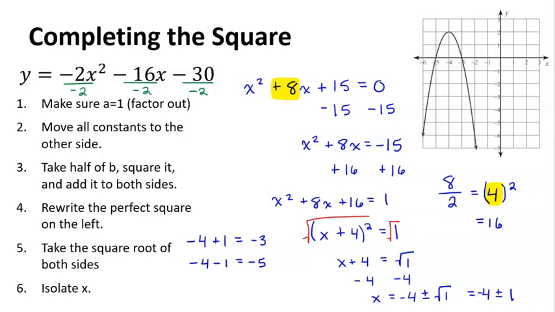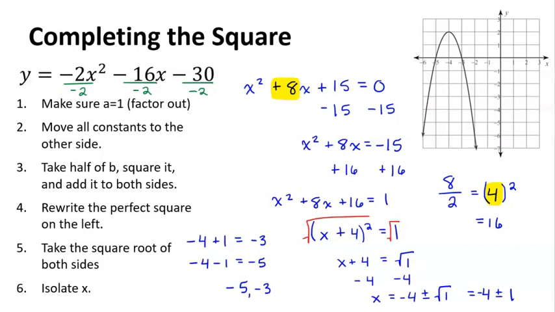And then when you go to plug this in to your computer, sometimes they ask you to just write out your solutions with a comma in between. I usually like to put mine in order from least to greatest, so I'll probably put negative 5 and then negative 3.